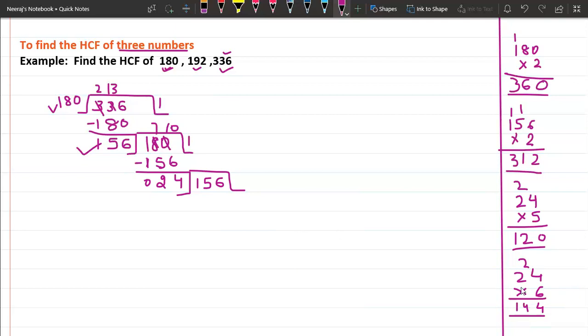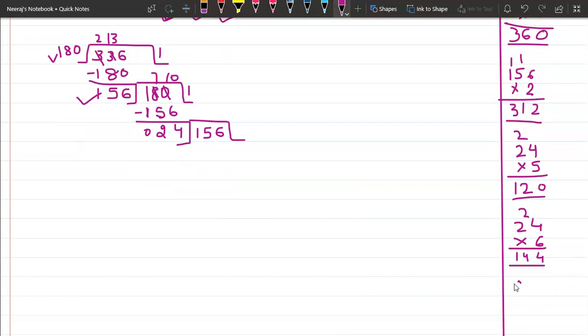So let's divide one more time so that it will be clear. 24 sevens are, 7 fours are 28, 7 twos are 14, 15, 16. It is coming bigger. So we'll go with 6. 24 6s are 144. Now we'll subtract. This would be 6 minus 4 will be 2, and 5 minus 4 will be 1, 1 minus 1 will be 0.